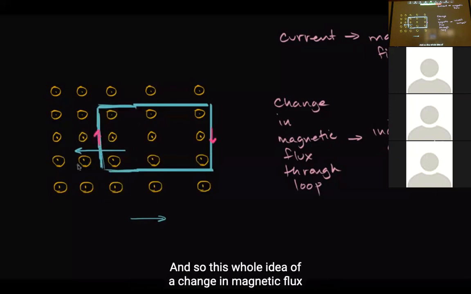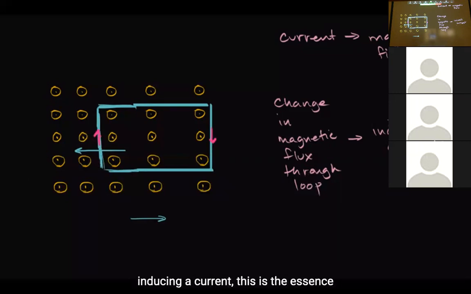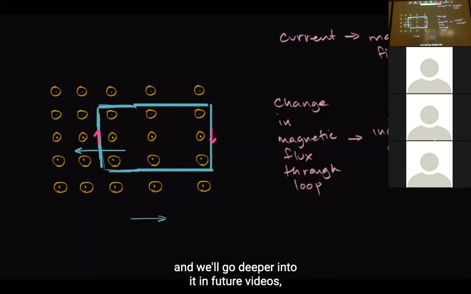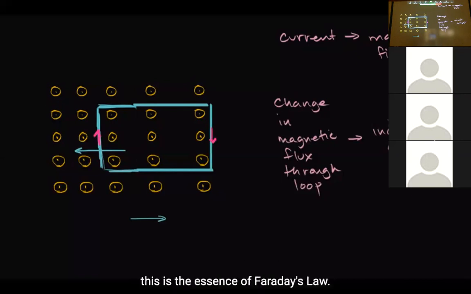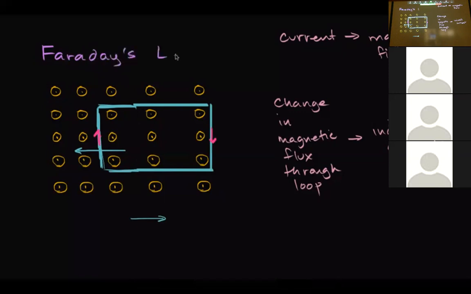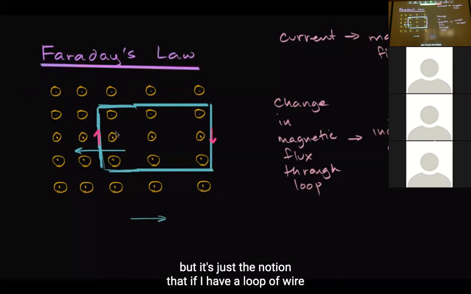And so this whole idea of a change in magnetic flux inducing a current is the essence, and we'll go deeper in future videos, of Faraday's law. We'll quantify this more in future videos, but it's just the notion that if I have a loop of wire and I have a changing magnetic flux through the loop of wire, that is going to induce a current in that wire.